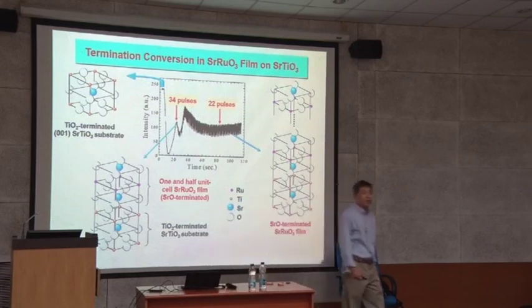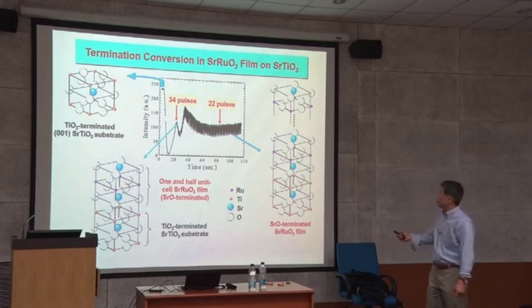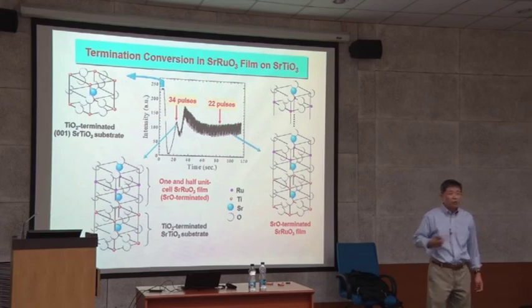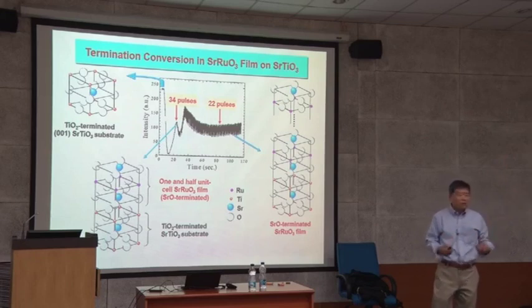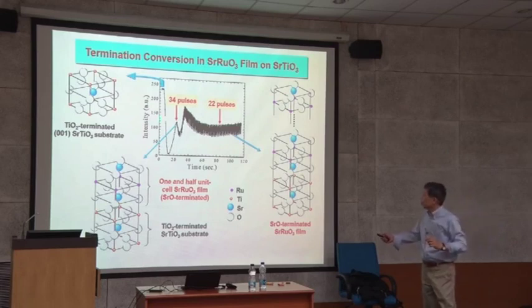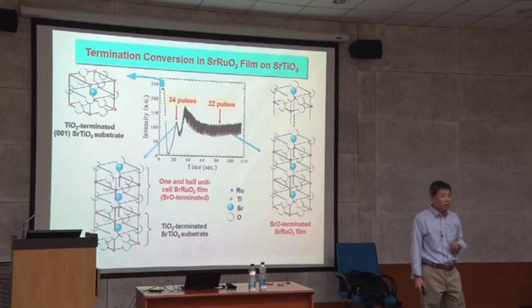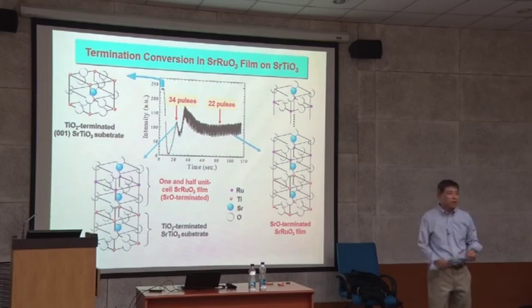Do you remember this slide? Anybody remember this slide? This slide shows the first oscillation is 1.5 times a unit cell. Here, each unit cell is roughly 22 pulses based on the reflectometry measurement. So we cannot really see unit cell by unit cell oscillation, but we know the rate: one unit cell of strontium ruthenate requires 22 laser pulses. But somehow the first oscillation is not 22 pulses, it is roughly 34 pulses, which means this first oscillation is roughly 1.5 unit cells.